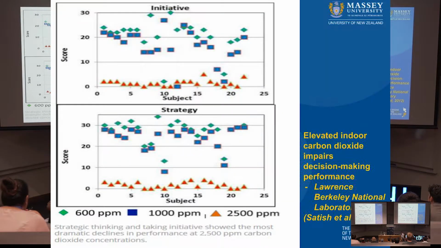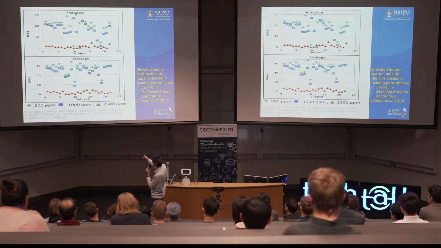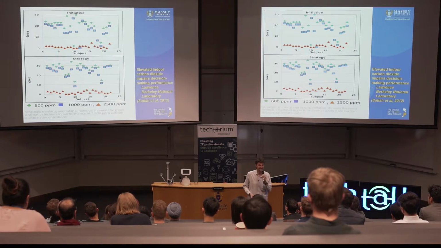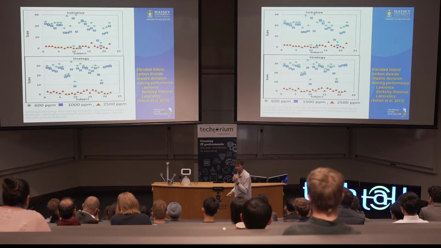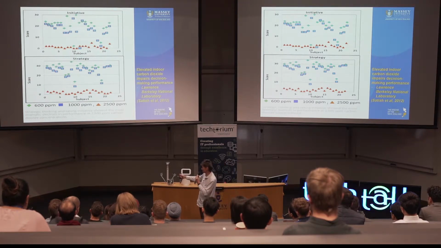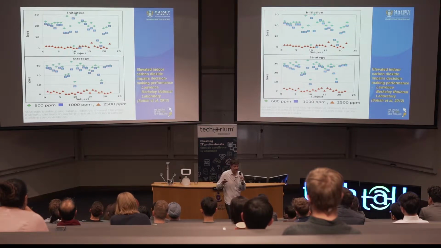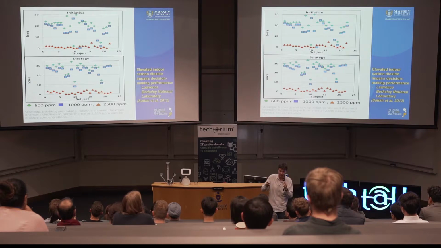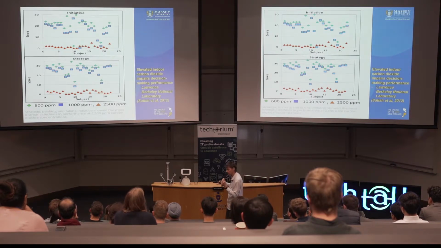I would like to share with you this experience. So it has been done in Berkeley, in California. What they did, they took some computer science students. There was 22 of them, so from number 1 to number 22. And they put them under different level of carbon dioxide. Okay, carbon dioxide, the unit we use is ppm, which is part per million. So they put the students under 600 ppm, then after they move the concentration up to 1000 ppm, and then they move up to 2500 ppm.